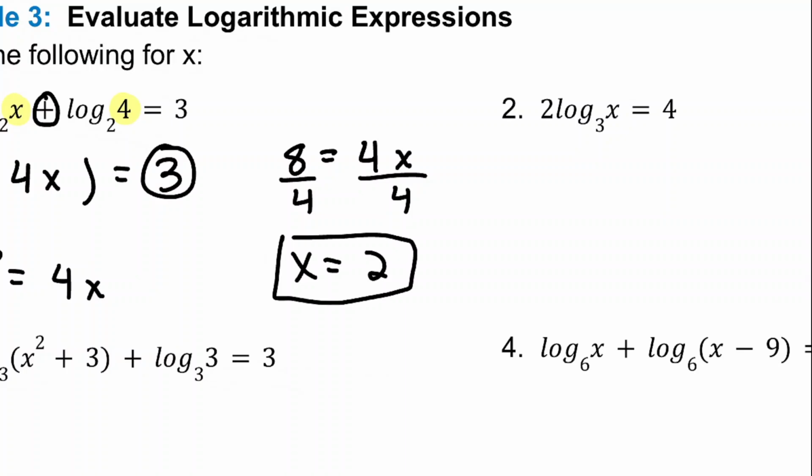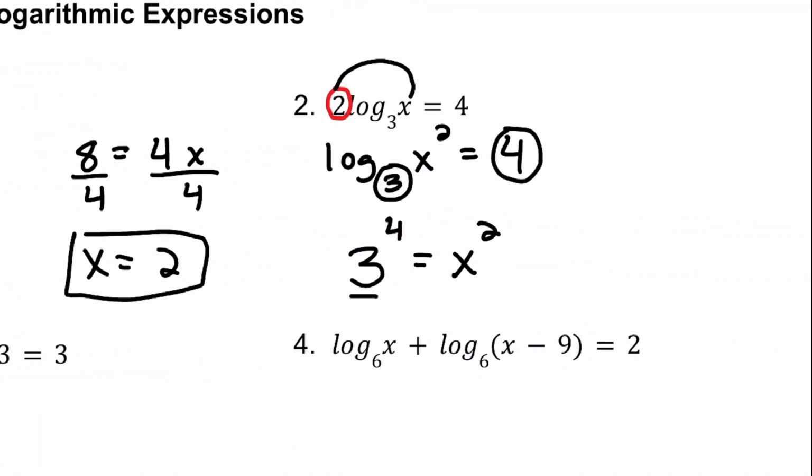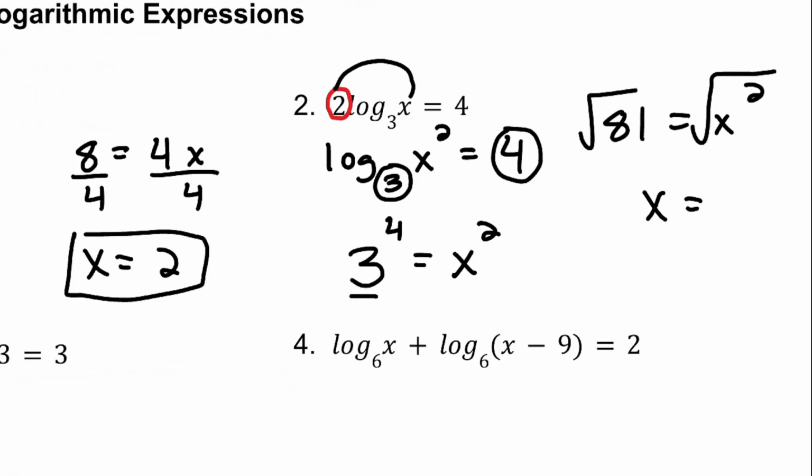For 2, again, if you see a number in front of a logarithm, you can move it back and make it an exponent. So I could write this as log base 3 of x squared is equal to 4. I only have a log on one side, so I'm going to switch forms. 3 becomes my base, 4 becomes my exponent. I set this equal to the inside, x squared. Do the exponent, 3 times 3 times 3 times 3, 81. And then take the square root of both sides, I get x is going to be equal to 9.